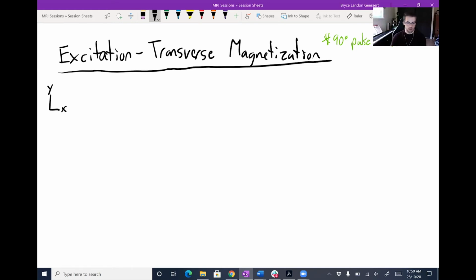I got a question about why spin relaxation is so much shorter. I will definitely get to that. It'll just take me a little bit. I'm going to start at the basics and build up to that.